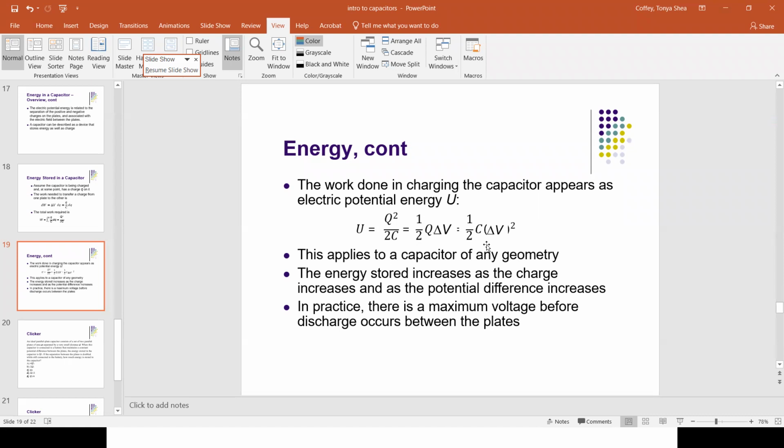Or I could sub into that one, right? Q would be equal to C times delta V, and then that would give me 1/2 C delta V squared. And so any one of these three expressions is fine for finding the potential energy stored in a capacitor.